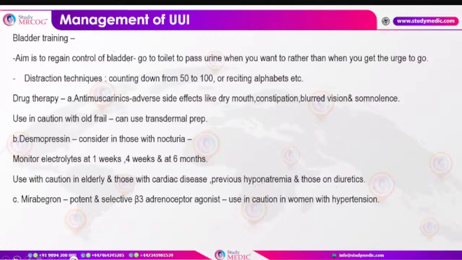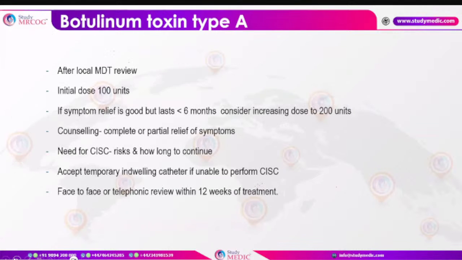Another new drug that could be given is mirabegron. This is a potent and selective beta-3 adrenoceptor agonist. Remember, use it with caution in women who have hypertension. So these are the drugs that you could be using for women who have overactive bladder or urge urinary incontinence.